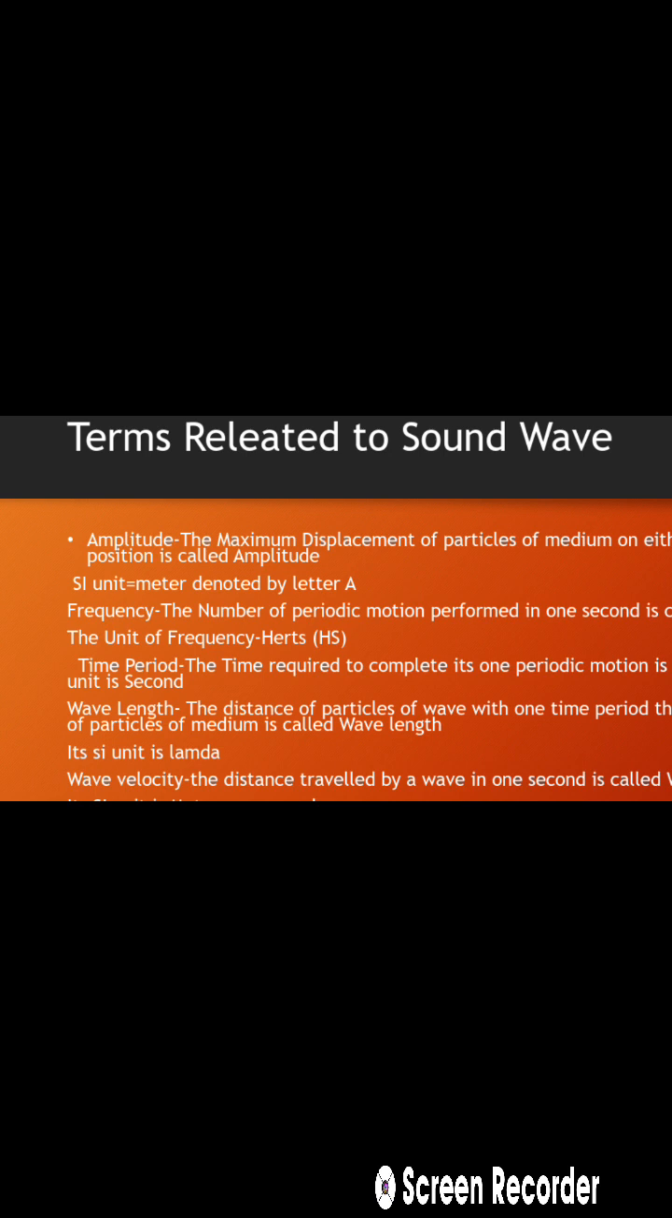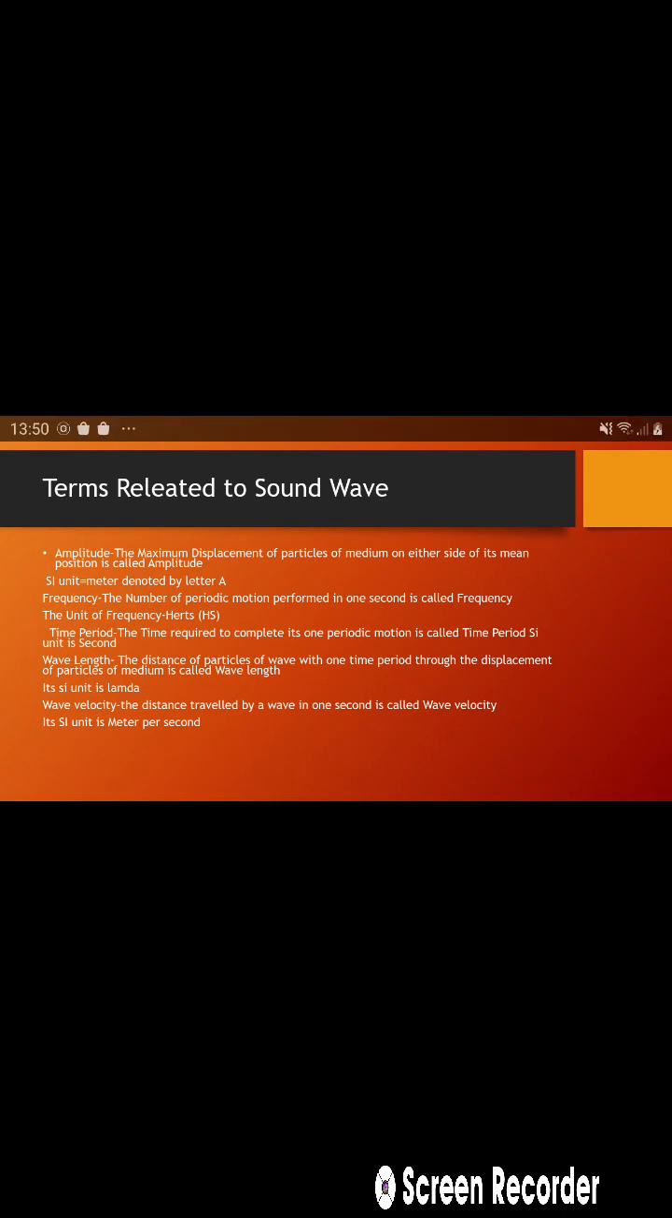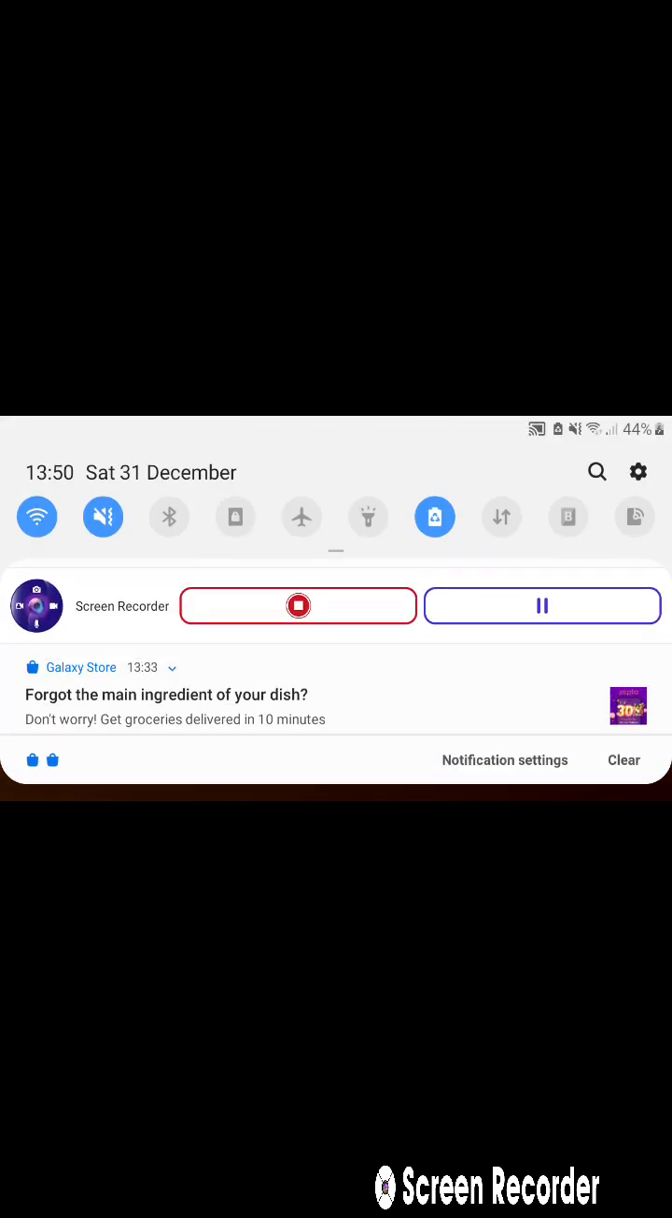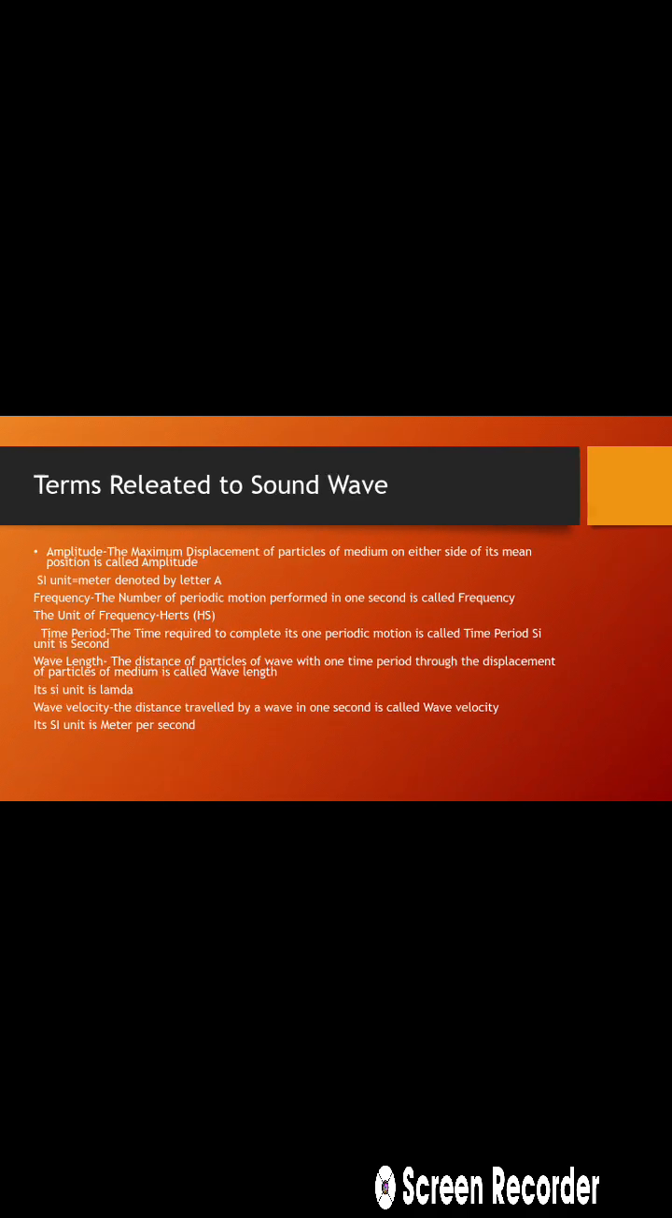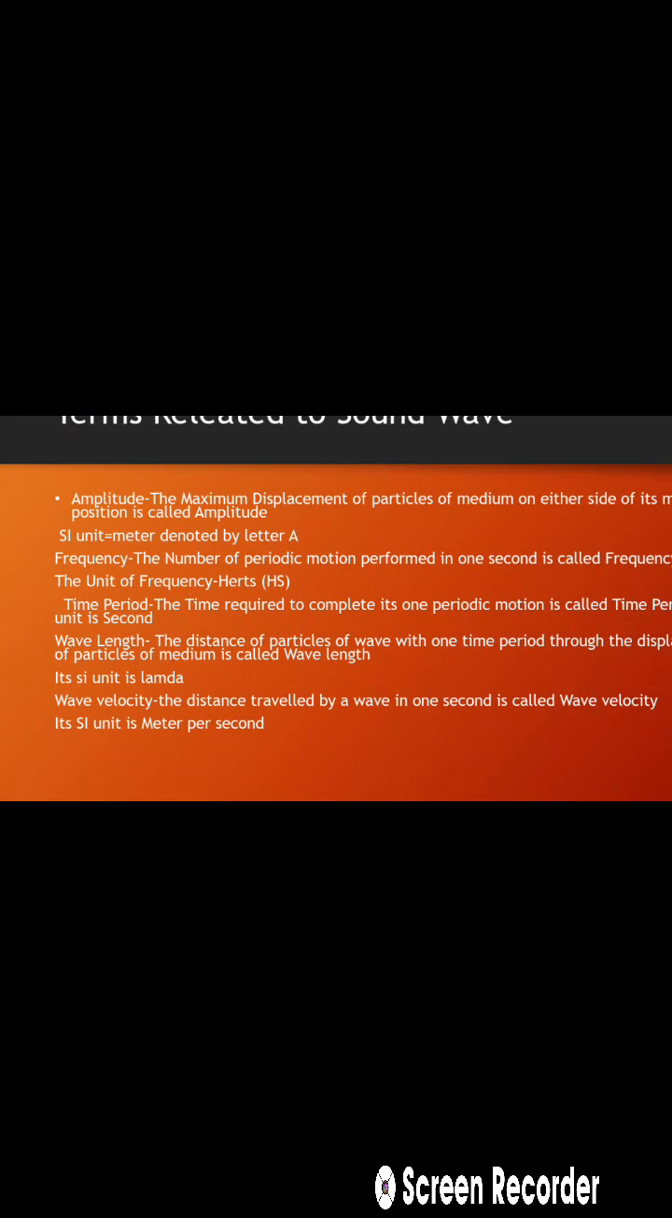Now what is frequency? The number of periodic motions performed in 1 second. Periodic motion means the wave is going with the flow of the sound. So the frequency counts how many times it goes in 1 second. The unit of frequency is hertz.